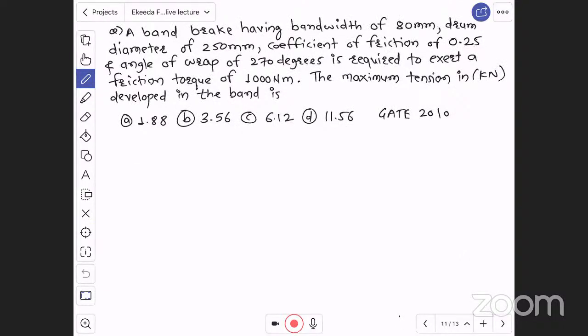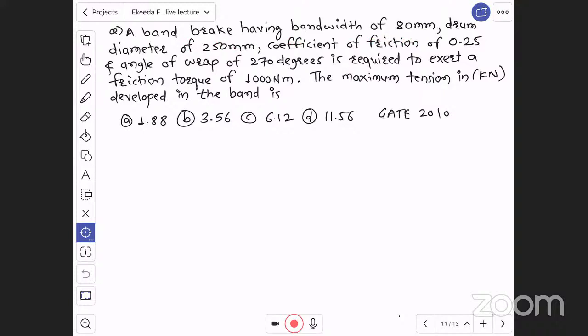Now this question was asked in GATE 2010 for 2 marks. Now let us solve this question. A band brake having bandwidth 80 mm.